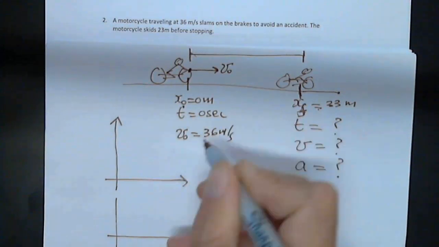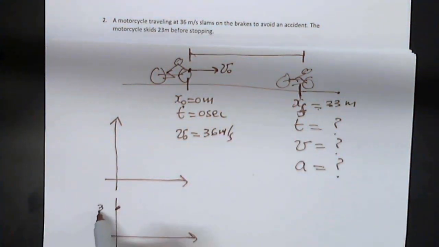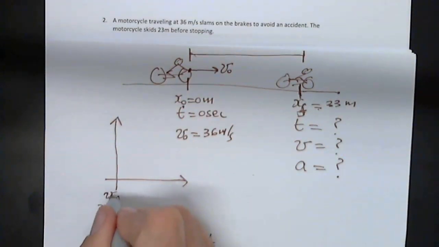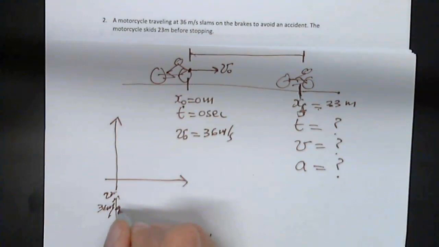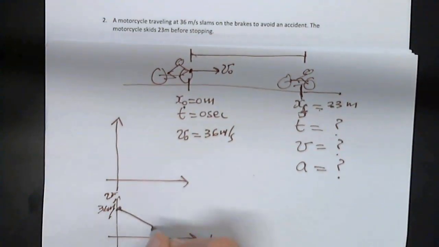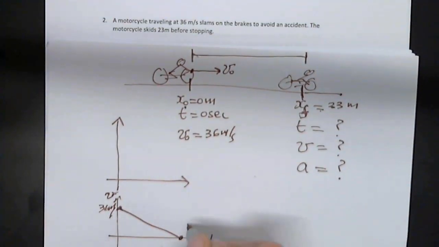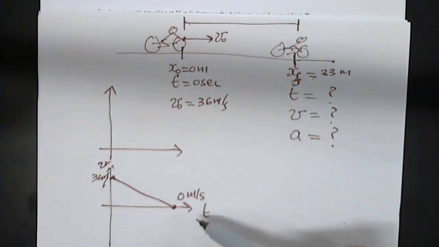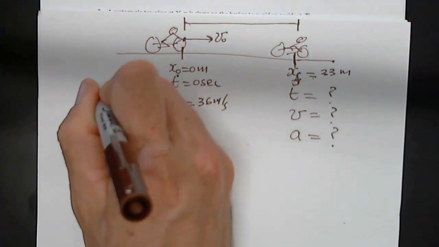36 meters per second. So it's over here at 36 meters per second. And slow down to stop. Here is 0 meters per second. Always try to do the velocity versus time graph first, because that's the one that gives you more insight.